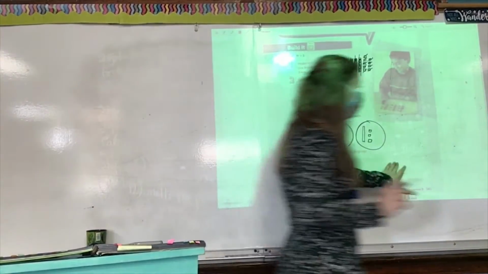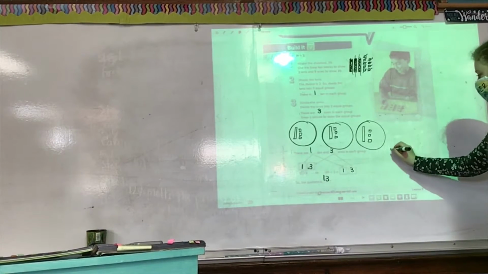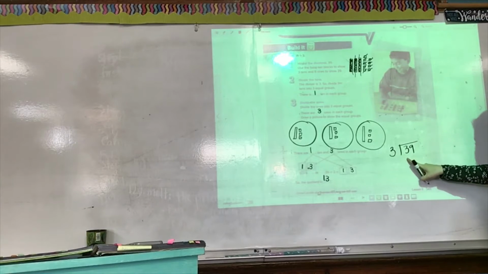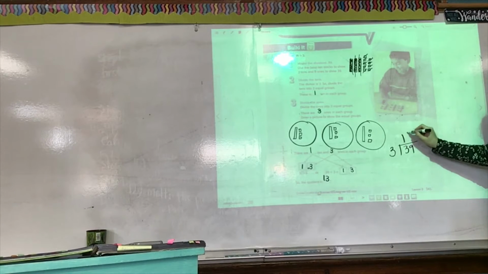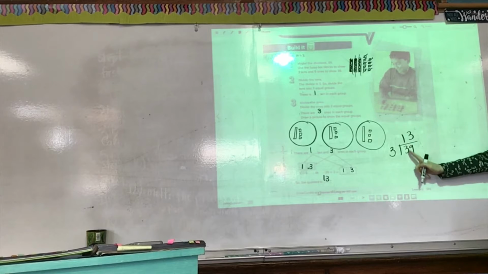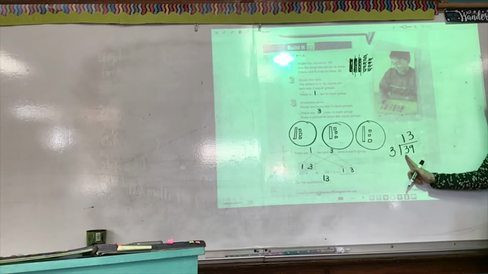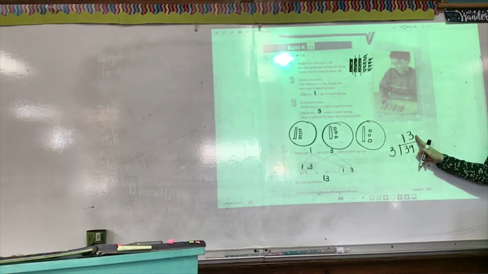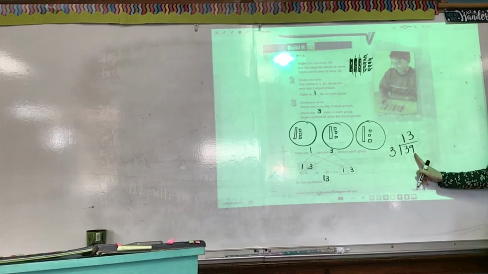Go ahead and rewrite this problem big right here. 3, 39 inside a bracket, 13 on top with the 1s and 10s lined up. So we have 39 inside the bracket, that's what this is called. We have 3 on the left of the bracket, on the short side. And then we have 13 on top of the bracket with the 1s and the 10s place lined up.